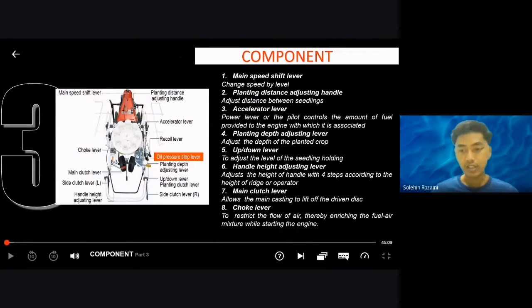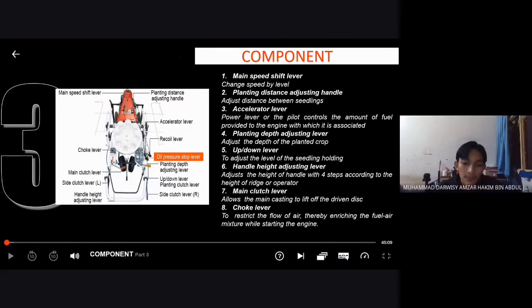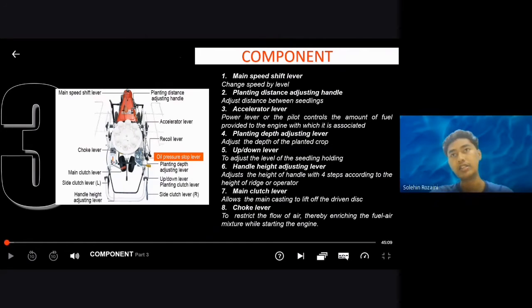about the components that are on the vegetable transplanter. Okay, the first one we can see is the main speed shift lever. This one is to change speed by level, like level one, whatever speed we need. The second one is the planting distance adjusting handle. This is used to adjust the distance between seedlings. Let's say we want the seedlings 2 inches one by one, so we can adjust it.